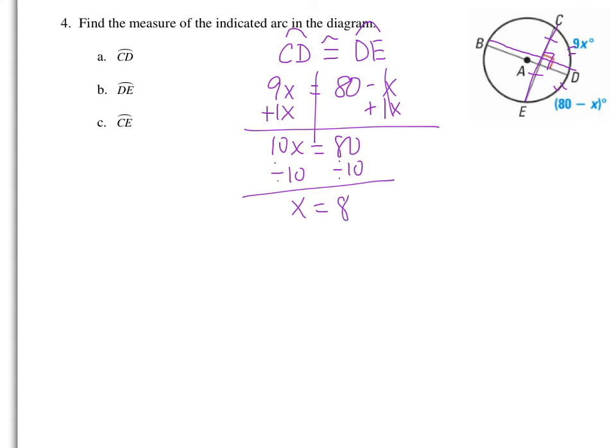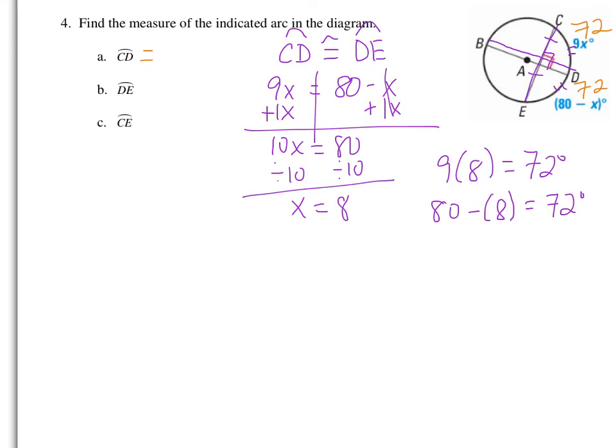So now we just have to plug it back into the different pieces. So 9 times 8 gives us 72 degrees for that one piece. And then 80 minus the 8, which is our x, gives us 72 degrees as well. So both of those measures over here are 72 and 72, and that just proves that they are equal to each other when I plug it back in, so I know I solved it correctly.